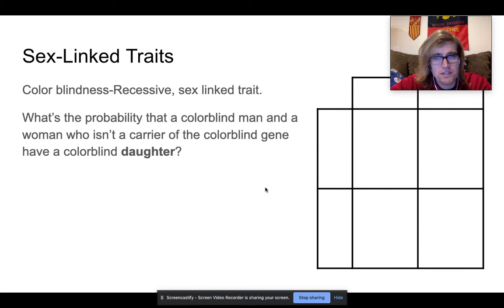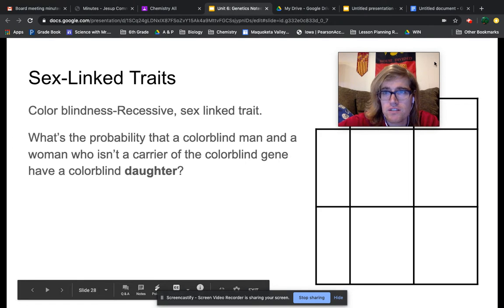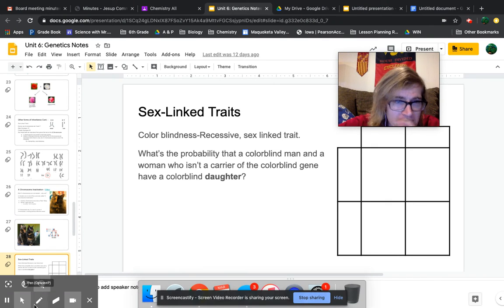Okay, so we're actually going to do a couple practice problems with colorblindness, recessive and dominant, and then we're going to talk about the activity. All right, so let me escape full screen. Okay, there it is. So I can get my little pen.